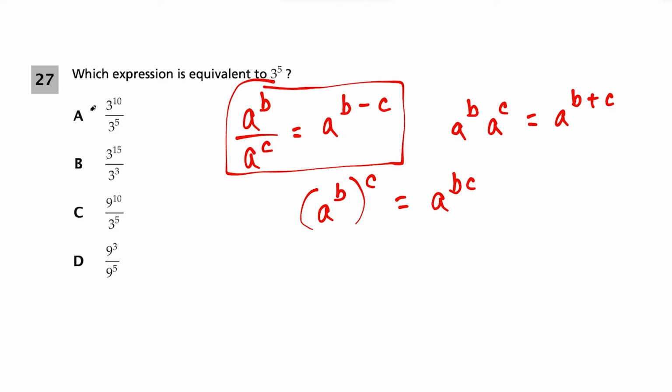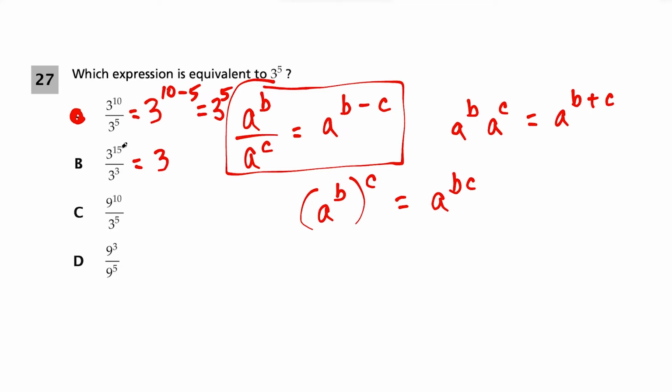So choice A, if we apply this rule, you can see this is going to work out to 3. We keep the base the same, and we subtract the exponents. And 10 minus 5 is going to give us 5. So this one is equivalent to 3 to the 5th power. This one is good. So why are the other answer choices wrong? Well, here I could see the misunderstanding. We keep the base the same, but this student might make the mistake of doing 15 divided by 3.